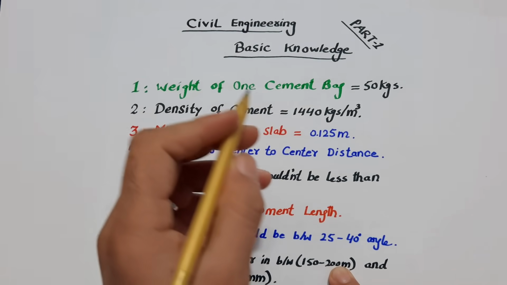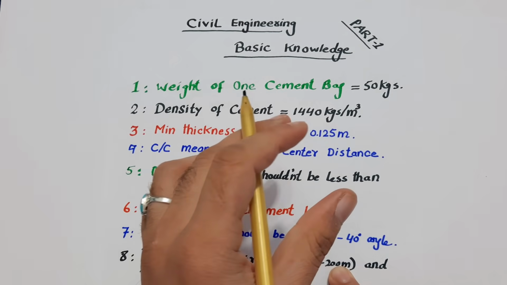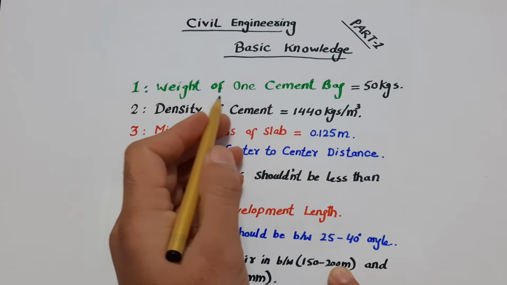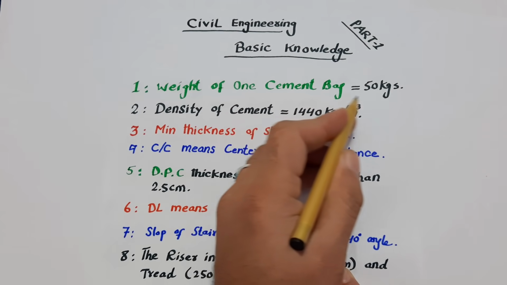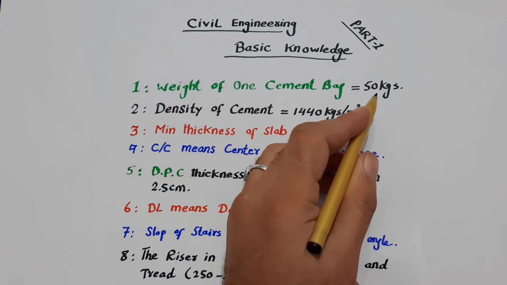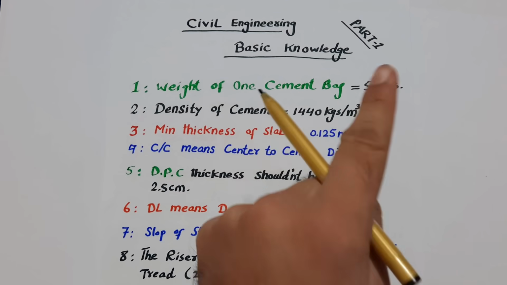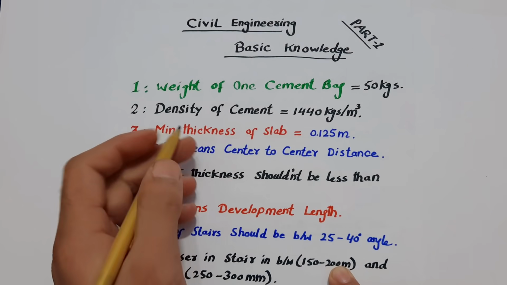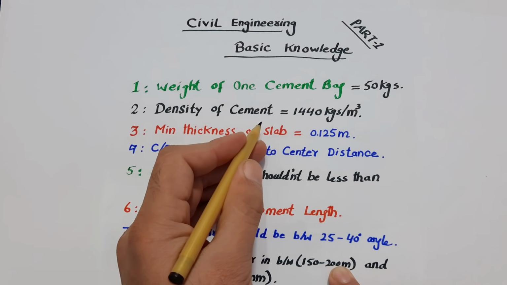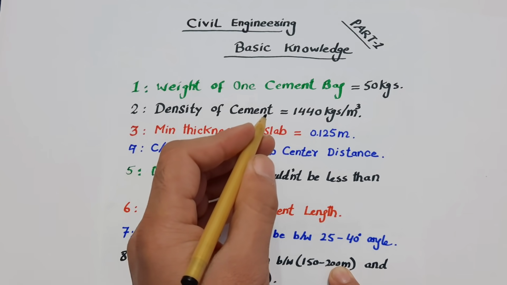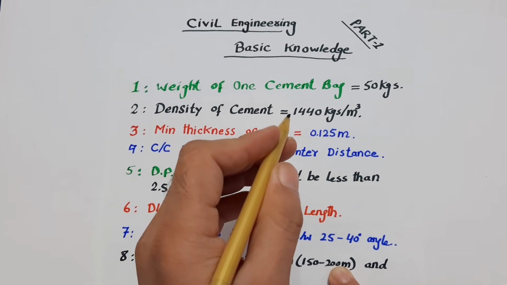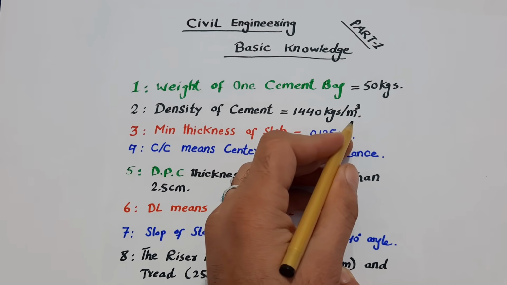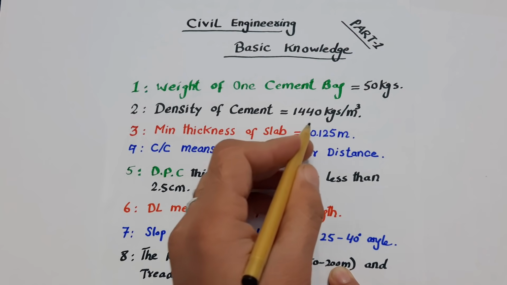Guys, the first one is you should know the weight of one bag of cement. The weight of one bag of cement is 50 kgs. The second one is, guys, density of cement. The density of cement in cubic meter is 1440 kgs per cubic meter. This is the density of cement.